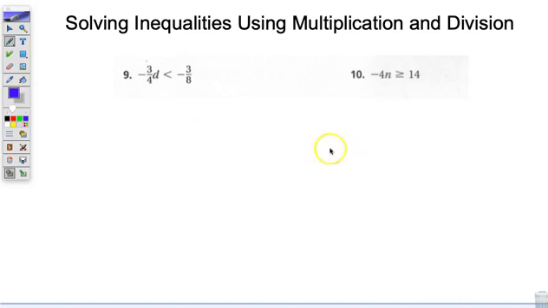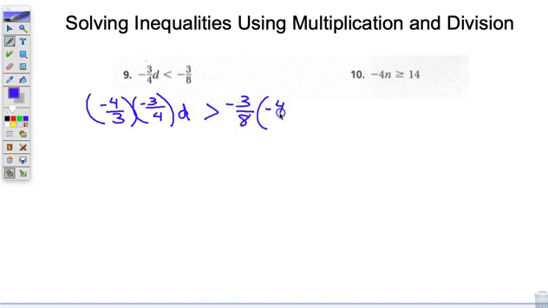Okay, that leaves us with only 2 more examples. Here's another one where we have a fraction as a coefficient. So again, finding that reciprocal of -3/4, that's -4/3, and you're going to be multiplying times a negative number. So you do need to reverse that inequality. So instead of less than, it is going to be greater than. And we are multiplying both sides by -4/3.